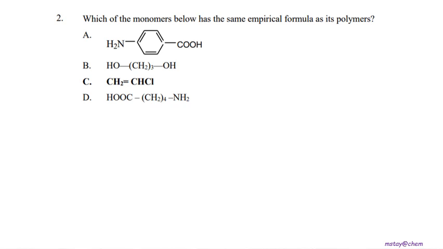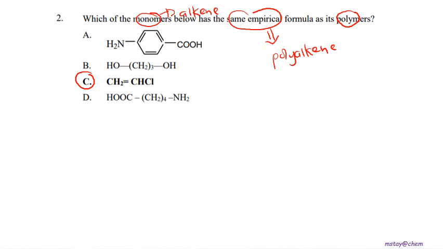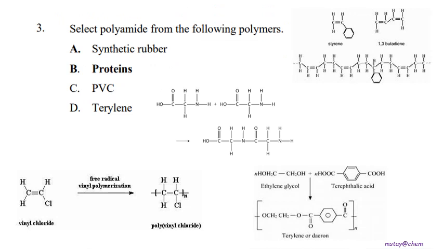Question number 2. Which of the following monomers will have the same empirical formula as the polymer? This refers to polyalkene, where again the monomer supposedly will be the alkene. Among these four, option C is the only alkene. So the answer is C.